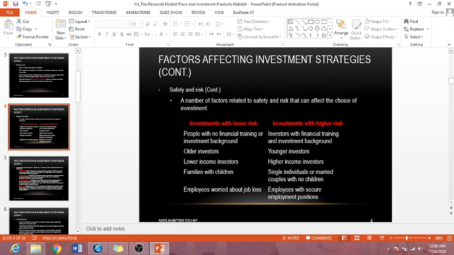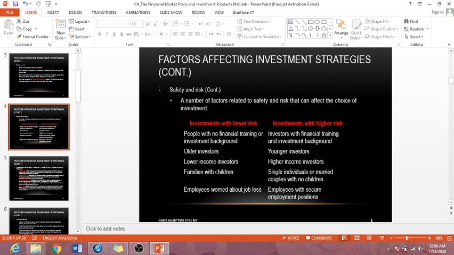Now we'll proceed with the second factor, which is the component of the risk factor. You need to know what types of risk there are: inflation risk, interest rate risk, business failure risk, and market risk. If you get involved with investment, you need to know these types of risk. If anything happens to your investment, you already know the risk that you will face. So these are the four types of risk: inflation risk, interest rate risk, business failure risk, and also market risk.